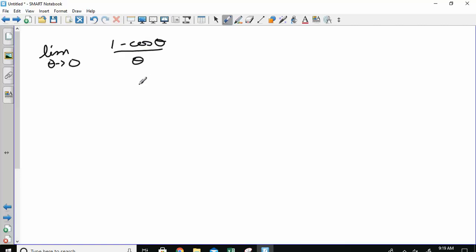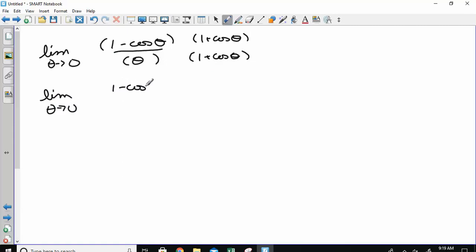Limit as theta approaches 0, 1 minus cosine theta over what do we do? Multiply by the conjugate. So that gives us 1 minus cosine squared over theta times 1 plus cosine theta. How does that help me?